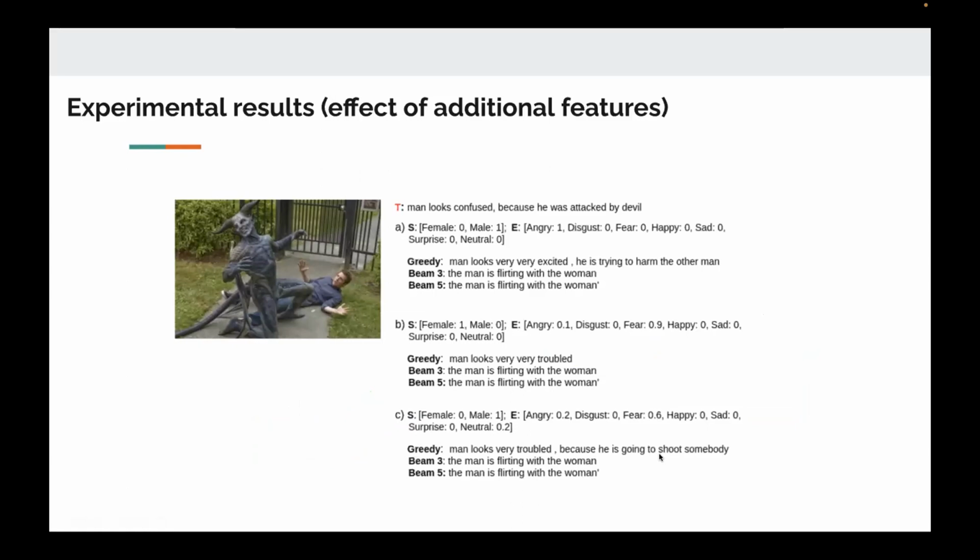A very interesting thing is the effect of additional features. Here you see this bizarre image of some, I don't know, demon creature attacking a poor human. The actual true caption is: man was confused because he was attacked by devil. But you see that by changing the vector of features, we get very different captions. For the beam decoding technique, we don't see much difference because it is more noise resistant than, for example, the greedy approach. For the greedy approach, in example A we see that the man looks very excited, he's trying to harm the other man. For the second example, the man looks very troubled. And for the third, the man looks very troubled because he's going to shoot somebody.